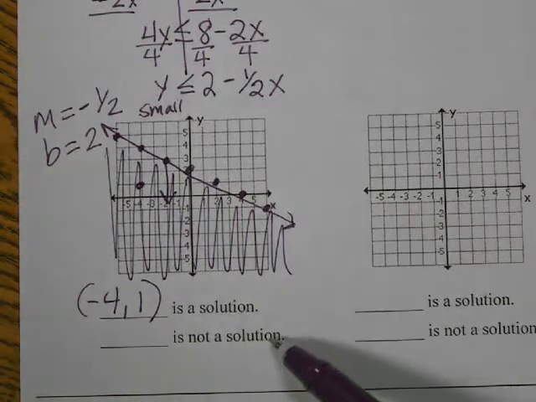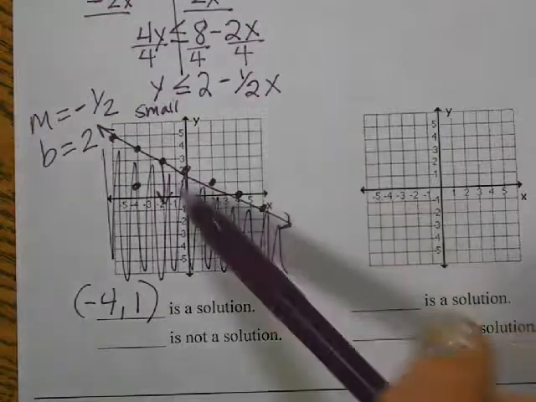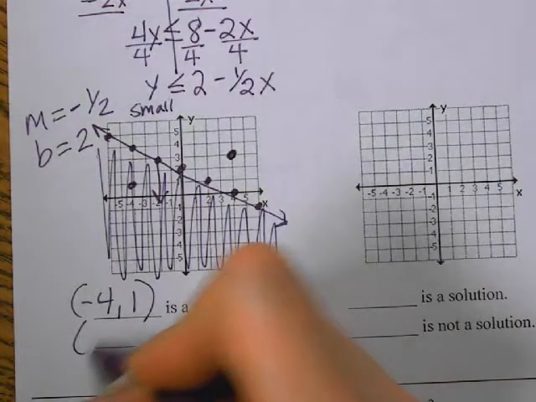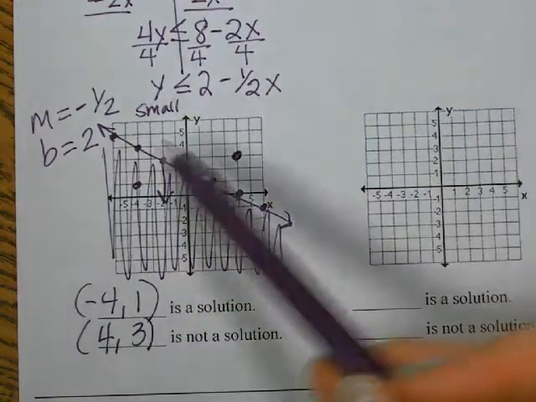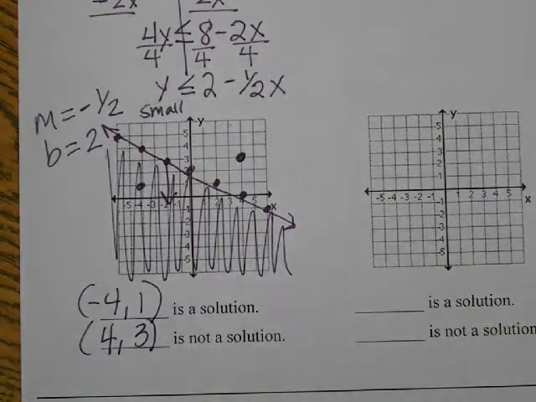And then down here we want to pick something that's not a solution. So if it's in the shaded area, it is a solution. If it's not in the shaded area, then it's not a solution. So maybe we'll pick 4, 3. Now you could have picked anything up in this white space to be your solution. Okay?